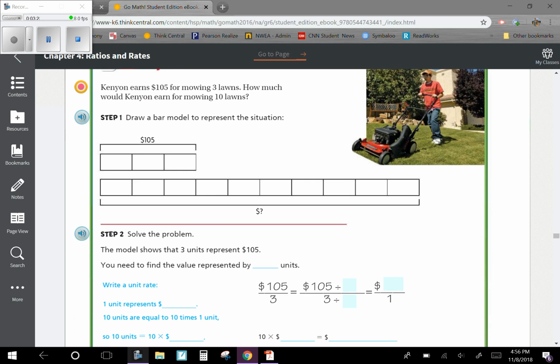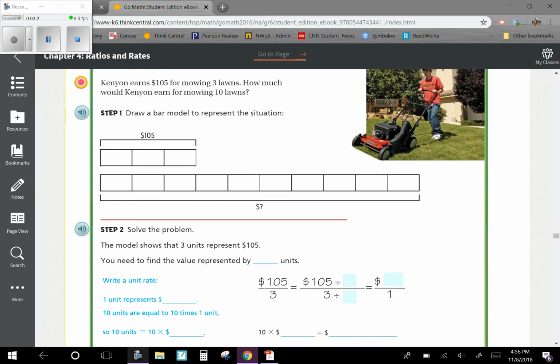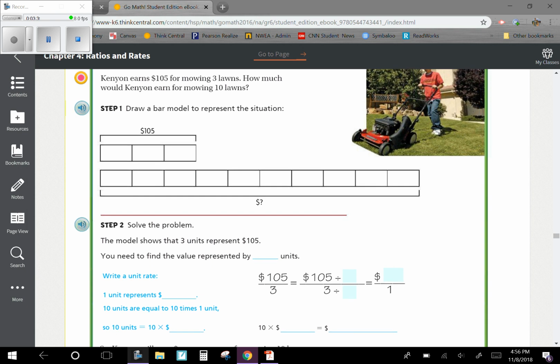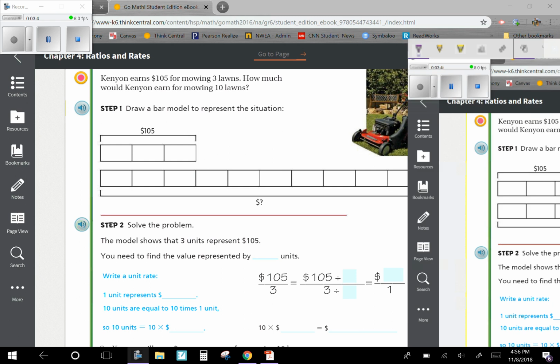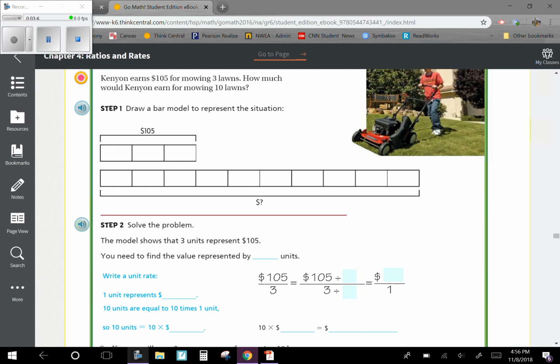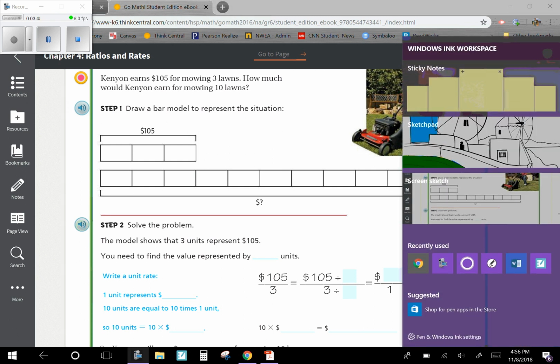This next example deals with bar models. If bar models confuse you, you can use the other way of solving it unless it asks you to show it in a model form. So Kenyon earns $105 for mowing 3 lawns. How much would Kenyon earn for mowing 10 lawns?